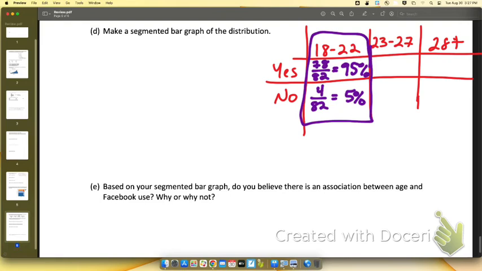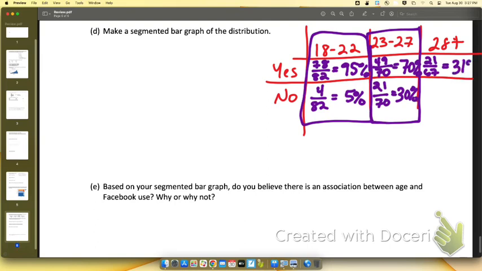Now I'll look at the 23 to 27. So it's 49 said yes out of a total of 70. And so that is 70%. Then for no, there was 21 out of 70, so that's 30%. And again, because I'm using age as the condition, those should add up to 100%. And then finally, I had 21 out of 67, that's 31%, who are 28 plus that use Facebook. And then 46 out of 67 is 69%. And those should add up to 100%.